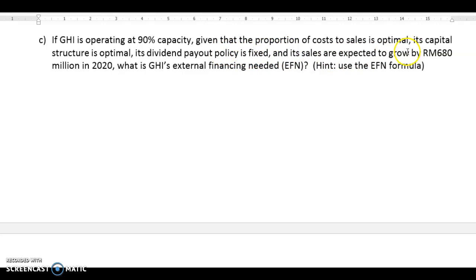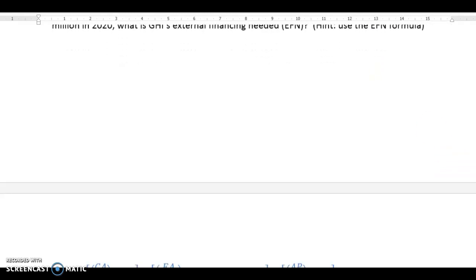And its sales are expected to grow by 680 million. So here you are given the quantum of increase in sales. Grow means increase, by 680 million in 2020. Now remember we are in the year 2019. So in 2020, what is GHI's external financing needed? Here there are two ways you can solve this. One is you can use the pro forma financial statement, or forecasted financial statement. But here I ask you to use the EFN formula, the external financing needed formula. So here you need to know the formula.